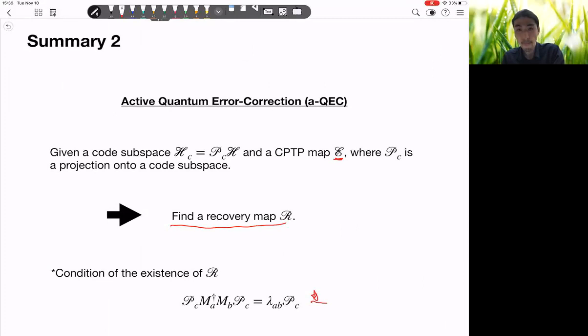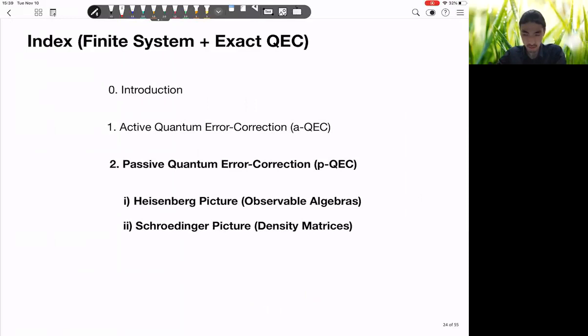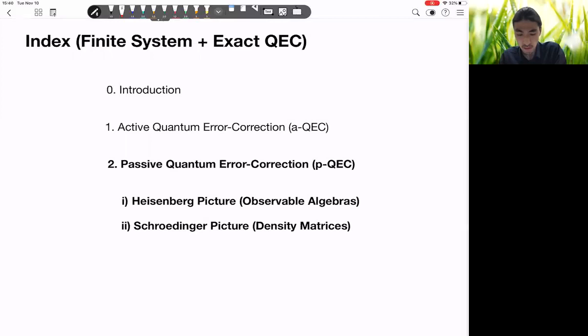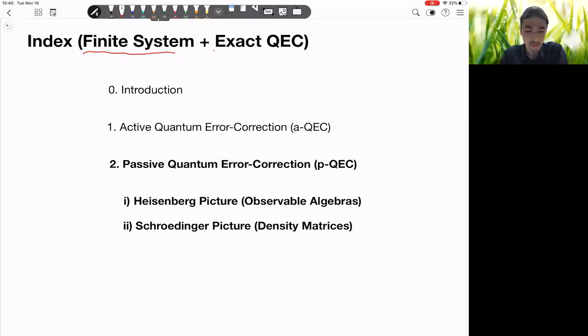Okay. So now we're going to talk about passive quantum error correction. Passive quantum error correction has two pictures, the Heisenberg picture and the Schrodinger picture, and we start with the Heisenberg picture. One reason is that the transition from the Heisenberg picture to the Schrodinger picture is very clear and easy to understand. The second reason is that the applications I have in mind are quantum field theory and holography, where we deal with field operators, so it's good to have the Heisenberg picture formalism. However, what we are discussing here is only a finite system, so understanding this formalism in infinite dimensions could be future work.